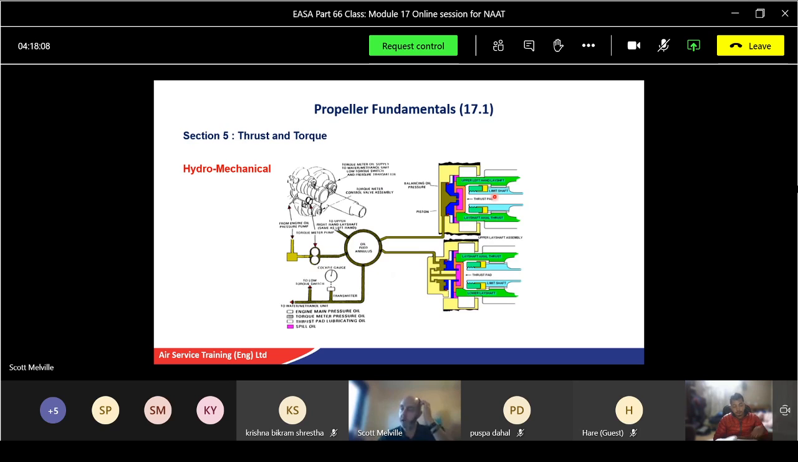There's a whole diagram, but you're not expected to remember the whole thing. This just highlights what's actually going on. You've got engine oil, you've got a torque meter pump to provide the oil supply, and then you've got oil to the lay shafts, the left-hand side, whatever, cockpit gauge.